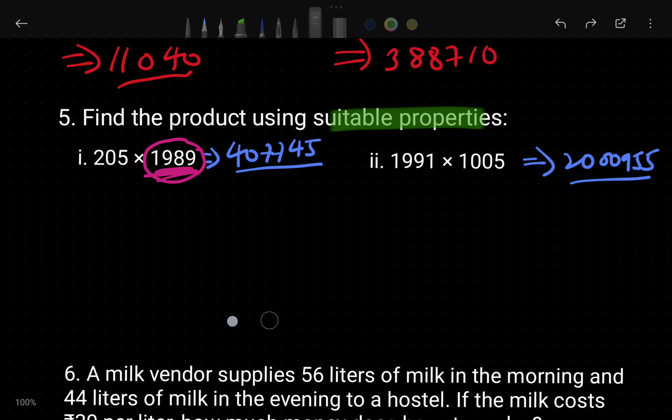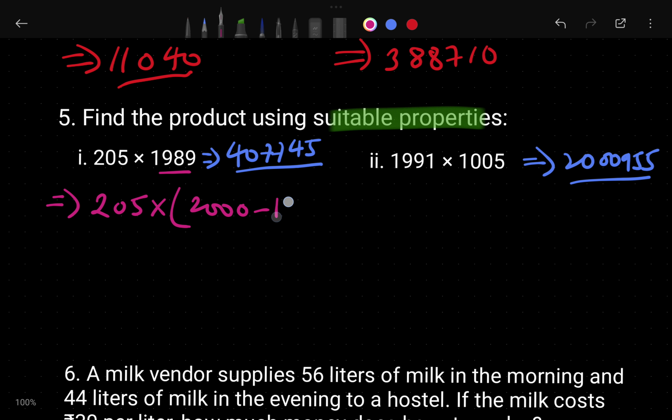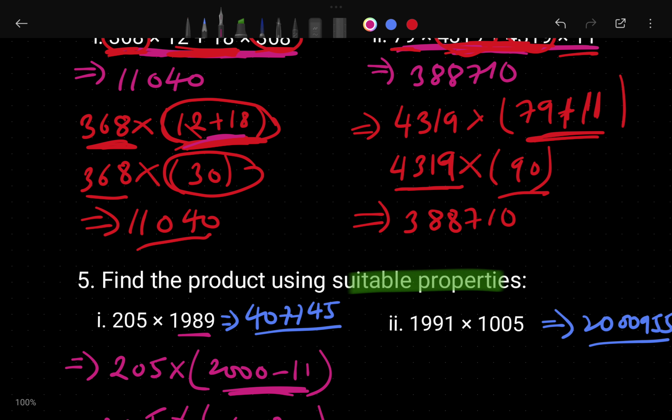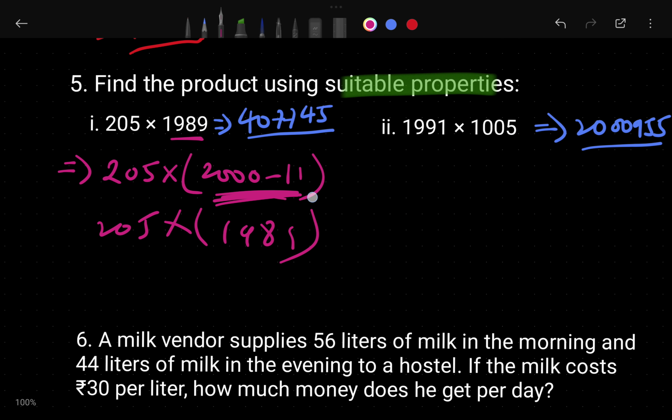So let's talk about this one. Here 205 is given, and I'm taking multiplication. Here I am taking 2000, and in this one I subtracted 11. That is totally equal. If you subtract this one, the answer will be 1989 only. Here we added, so the answer is 30. If you subtract this one also, the answer will be 1999. Both are the same, it becomes the same as the question.